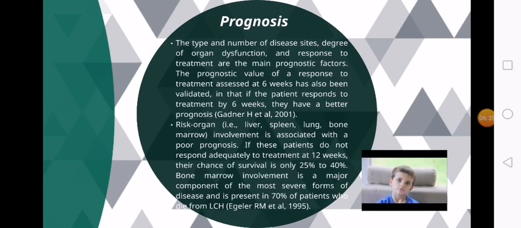Prognosis. The type and number of organs involved, the degree of organ dysfunction, and response to treatment are the main prognostic factors. The prognostic value of the response to treatment at 6 weeks has also been evaluated: if patients respond to treatment by 6 weeks, they have a better prognosis.